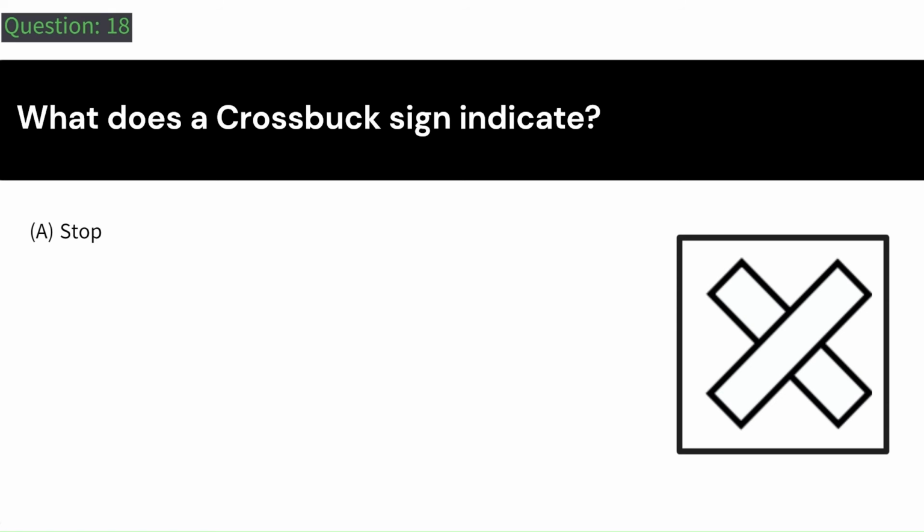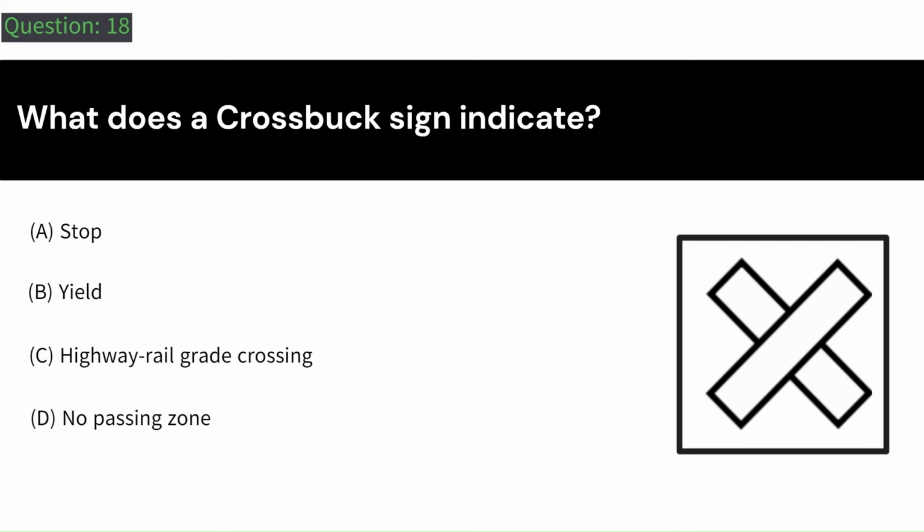A. Stop. B. Yield. C. Highway rail grade crossing. D. No passing zone. Answer: C. Highway rail grade crossing.